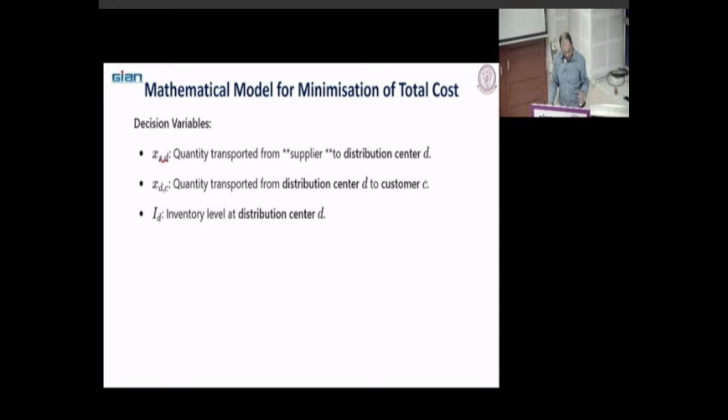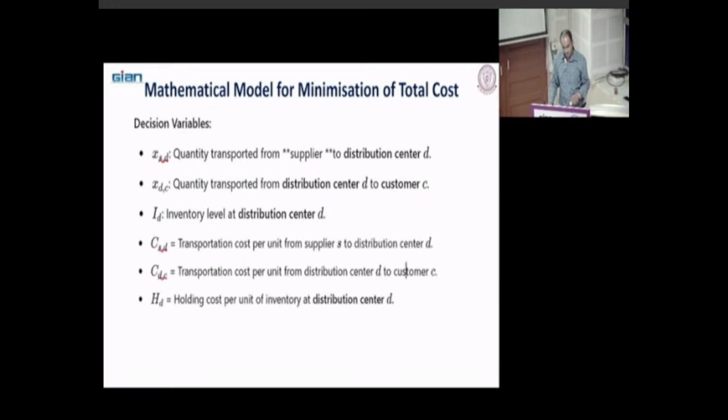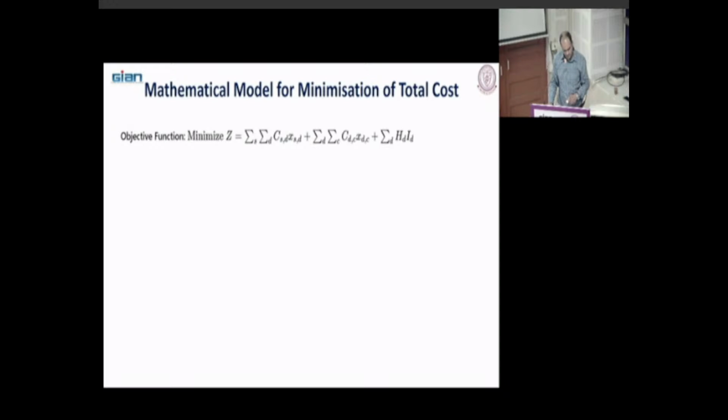Okay, so these are our decision variables. Quantity transported from supplier to DC. Second one is from DC to customer and the inventory available. Okay, this is the transportation cost: cost from supplier to DC, DC to customer, and then holding cost. Okay, this is my objective function. Is it correct? Check it again. Is anything missing here?